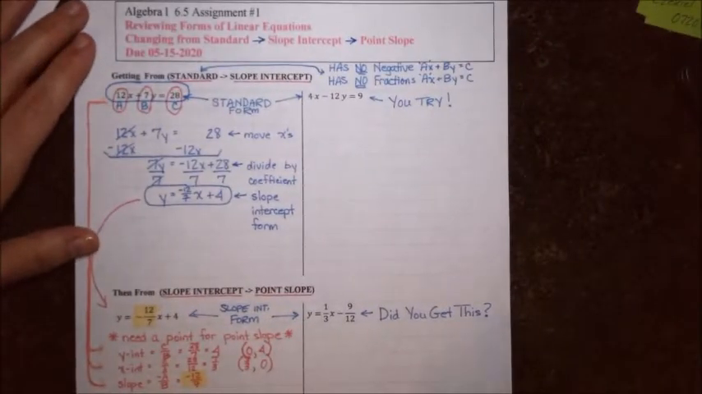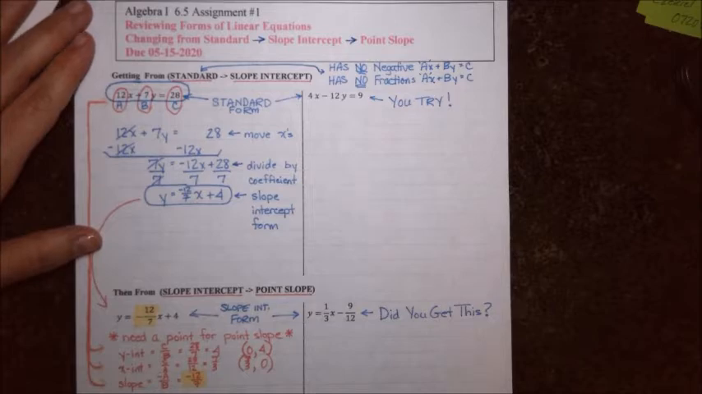Presenting part one of reviewing forms of linear equations, changing from standard to slope-intercept and from slope-intercept to point slope.